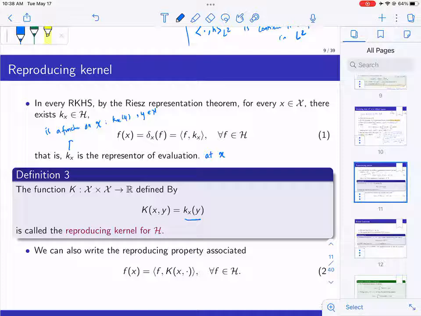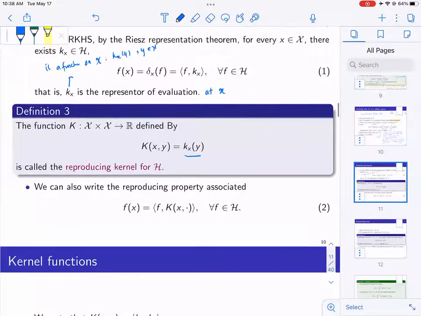So you have an RKHS. You represent the linear evaluation functionals by your representer. This representer for every x is a function, so you have two arguments. This defines a kernel. It doesn't matter which way you define it; this turns out to be symmetric. By this definition, every RKHS has a reproducing kernel. Why is it called the reproducing kernel? Because we have this reproducing property. If you just plug in, I can now write this, by definition, as k(·, x).